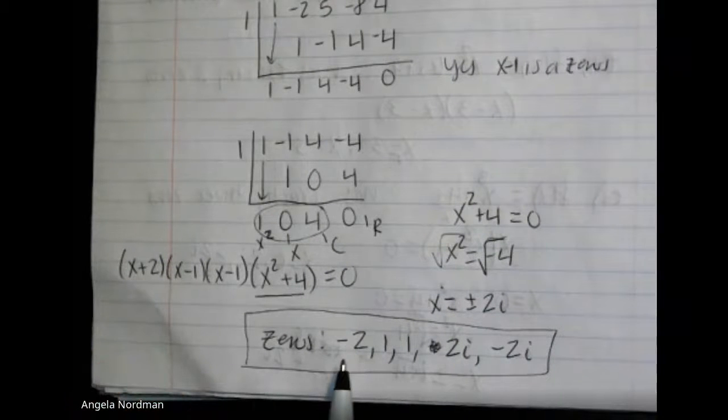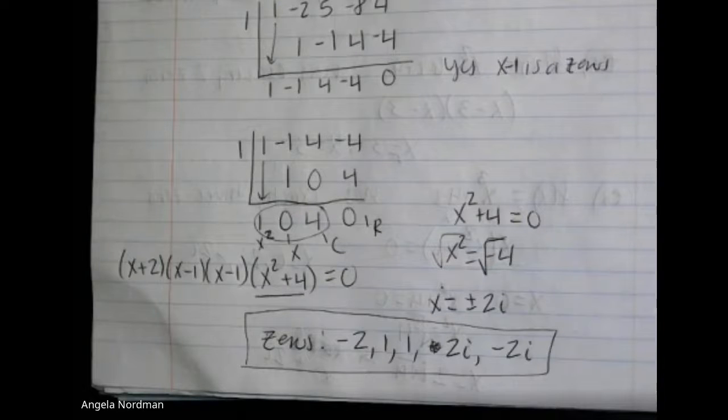Exactly 5 zeros. 1, 2, 3, 4, 5. It was a 5th degree polynomial, so that's exactly how it should have happened. Okay, so these are very much longer problems, but it's putting together everything that we've learned so far into one big problem.